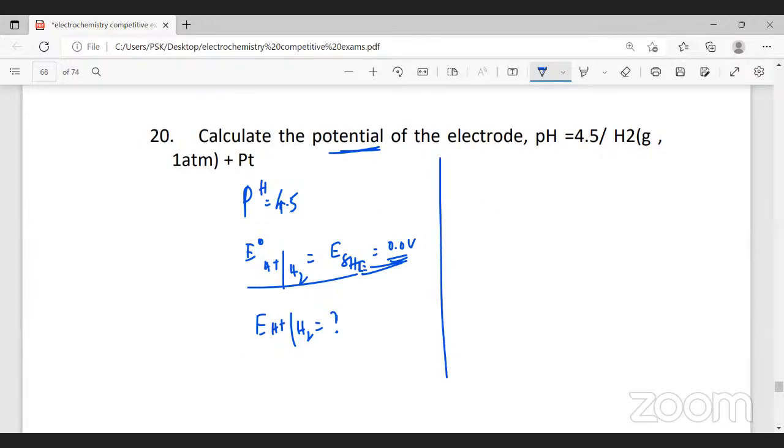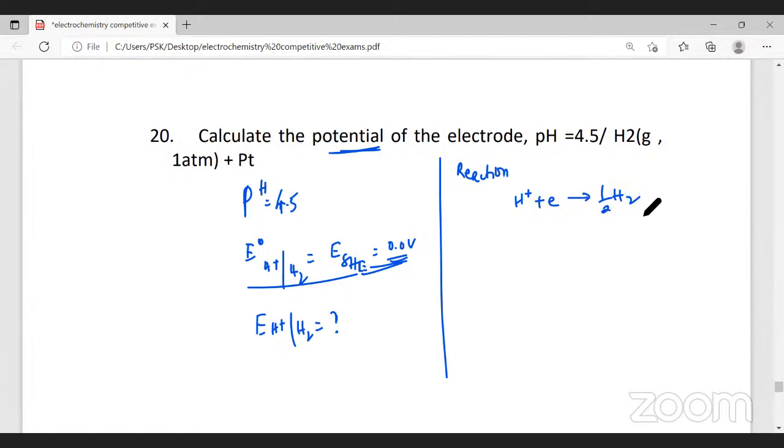Now, you should know the reaction. What's the reaction taking place at hydrogen? Similar to the reaction of chlorine, what we learned. H plus will accept an electron and get reduced to half a mole of hydrogen gas. Okay, this is a gas. It's a reduction. Here the charge is +1. Here the charge on hydrogen is 0. Since we have only one hydrogen atom, it accepts 1 electron to form half a mole of hydrogen. And in this equation, the number of electrons involved is 1.